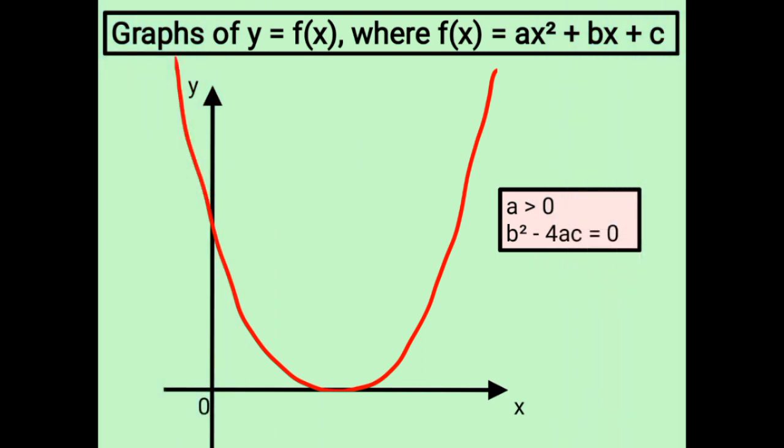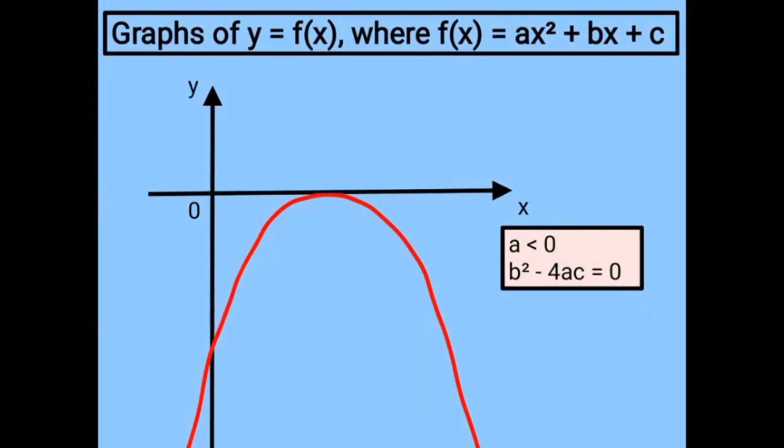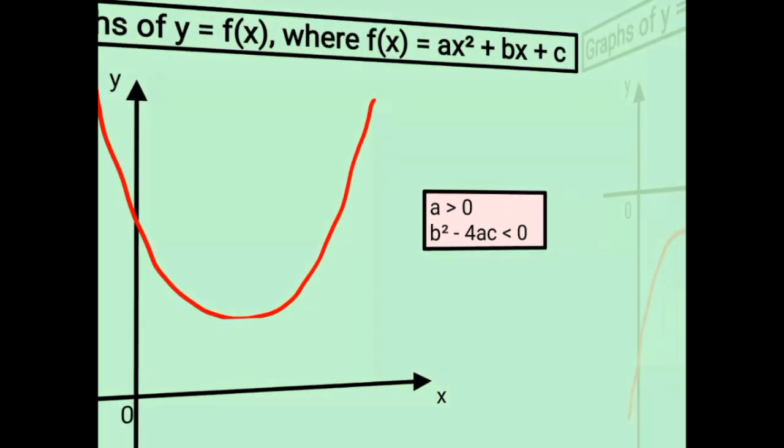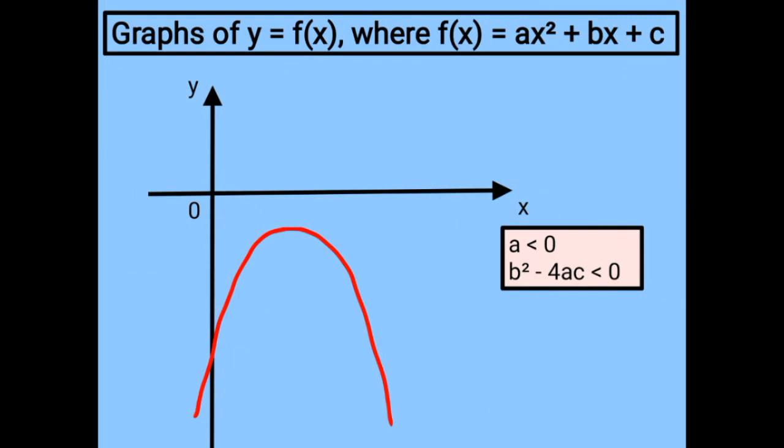b squared minus 4ac equal to 0 means there is one repeated root. So when a is greater than 0, the graph will have the shape shown below, and when a is less than 0, the graph will have this shape. When the discriminant b squared minus 4ac is less than 0, this means there are no real roots. So the graph does not cross the x-axis. So when a is greater than 0 and b squared minus 4ac is less than 0, the graph will have this shape, and when a is less than 0, the graph will have the shape shown below.